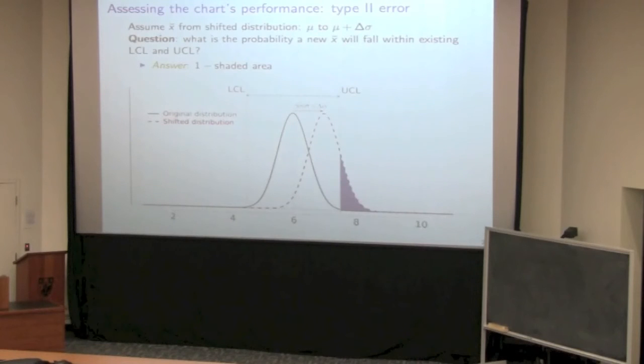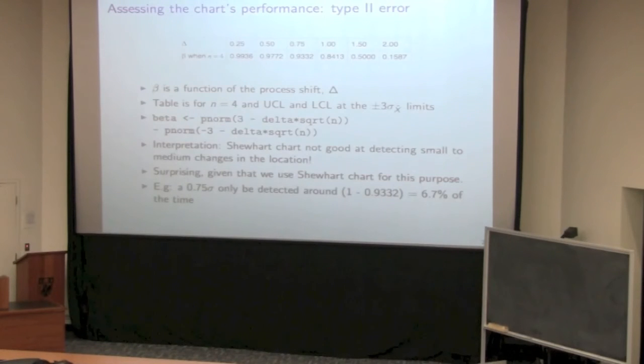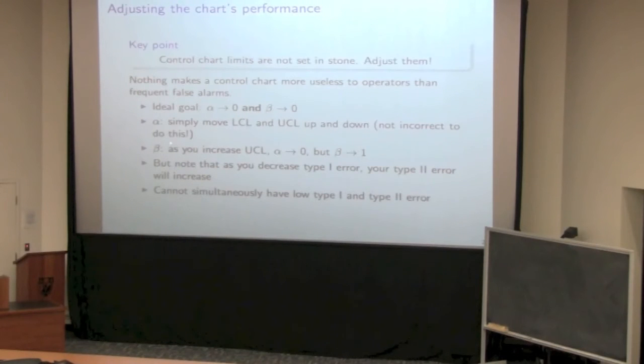And what I said last class, you can never achieve both. You can never have both low alpha and low beta. In fact, if you look at this alpha, you can make it arbitrarily low by moving those limits wider and wider. So move the upper control limit higher and the lower control limit lower, and you'll get a very low alpha. You'll get no false alarms. But the moment you do that, your beta goes up. So alpha will go down, beta will go up. And if you shrink the limits in, beta will go down and alpha will go up. So you can never achieve both goals simultaneously.